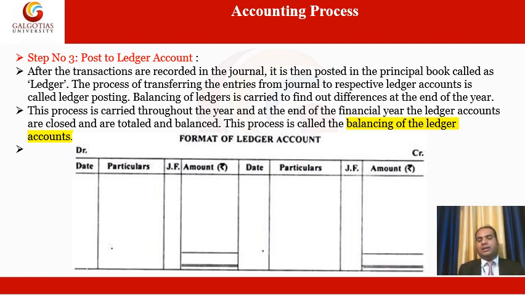Now I'm going to explain the format of the ledger, how you have to prepare the ledger. This is the best format of the ledger. First of all, you have to write the date, then particulars, then journal folio, then amount. Again, write the date, particulars, journal folio, then amount. This is the best format of the ledger. I hope it is clear to everybody.